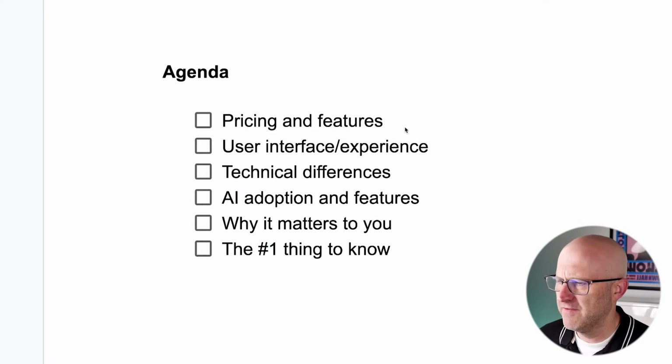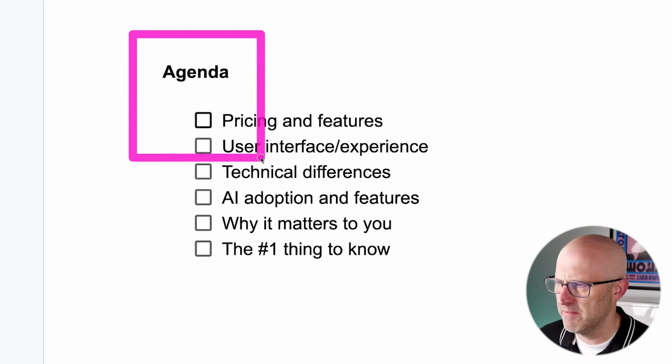So here's the agenda. First, we'll go over pricing and features, the user interface and experience, technical differences and similarities, AI adoption and the various features they have, and why it matters to you. Make sure to stick around to the end of the video to learn the number one thing to know about picking your automation platform. If you're excited about the future of AI automation, but don't want to waste your valuable time on the wrong platform, this video is for you. I'm about to condense down thousands of hours of experience into just a few minutes. All right, so let's get going.